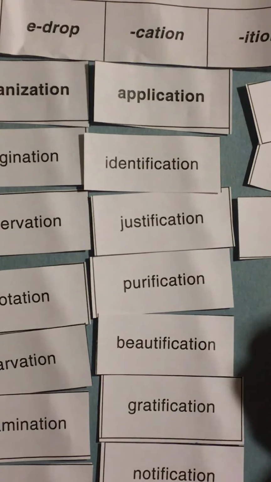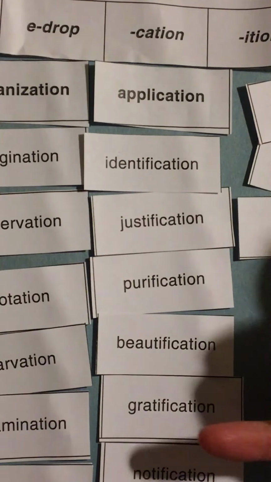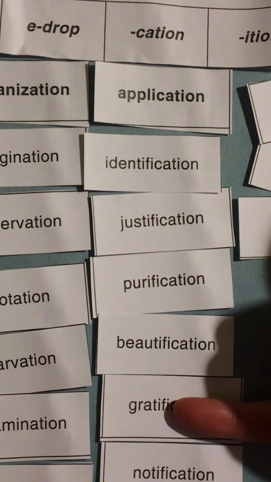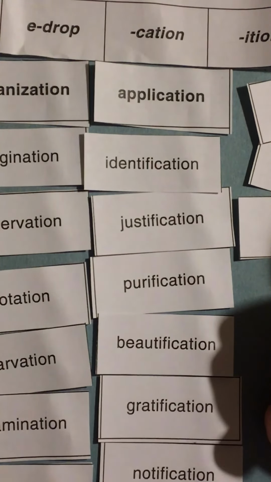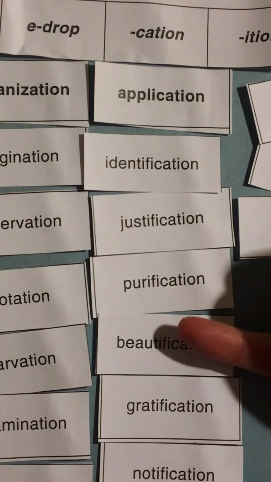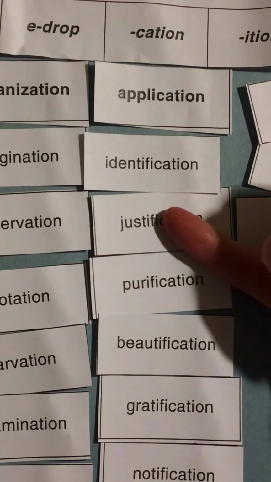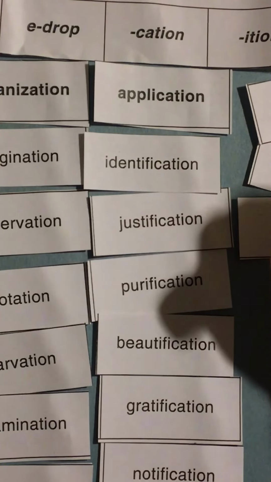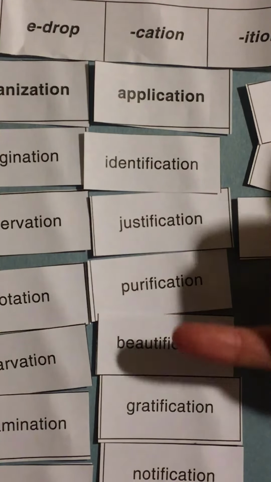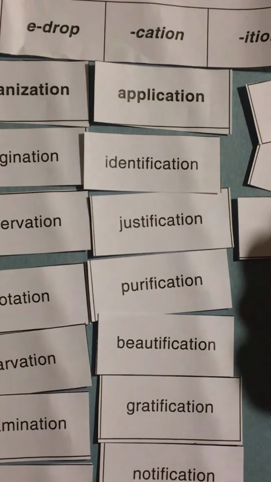And something else interesting happened to it too. When this used to have a y at the end, gratify, it used to have a long i sound, but now it's a short i sound. Gratification. Let's see. Justify, justify, justification. When we added this suffix, we lost the long i sound.